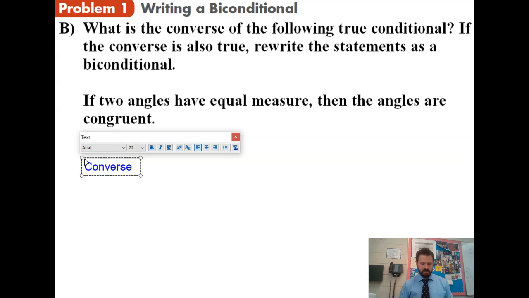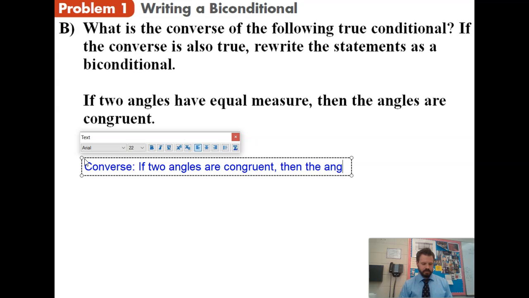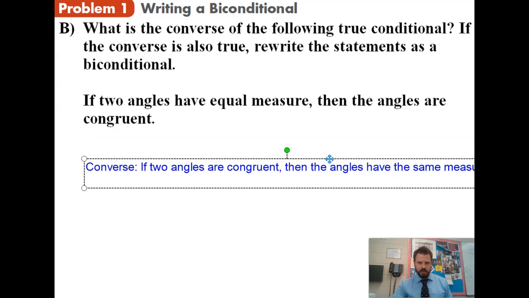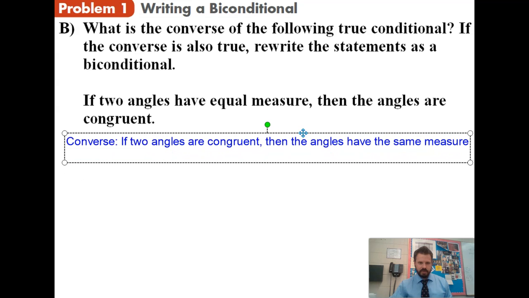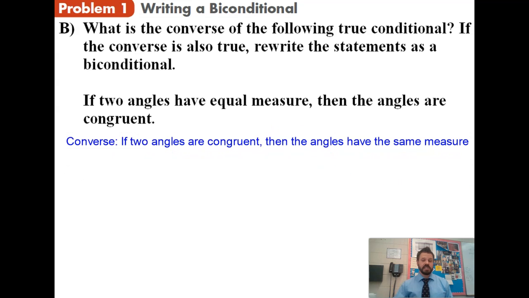Flipping the order, we say: if two angles are congruent, then the angles have the same measure. That's my converse. I'm going to say that converse is also true, just like the conditional, because if angles are congruent, they do have the same measure. That's how we define congruent angles.